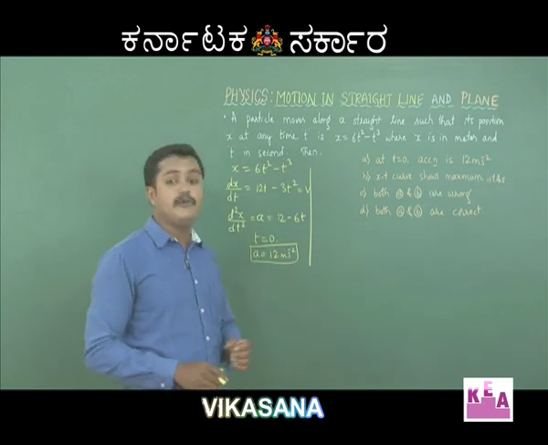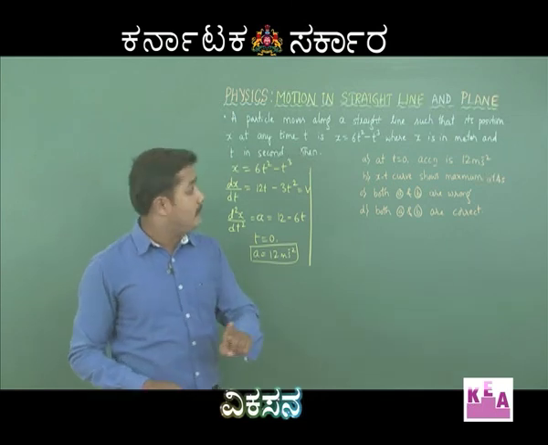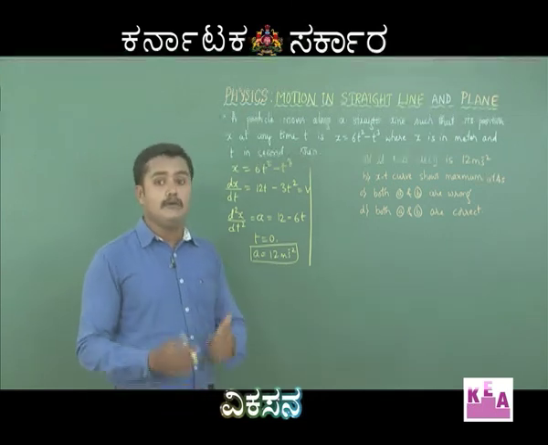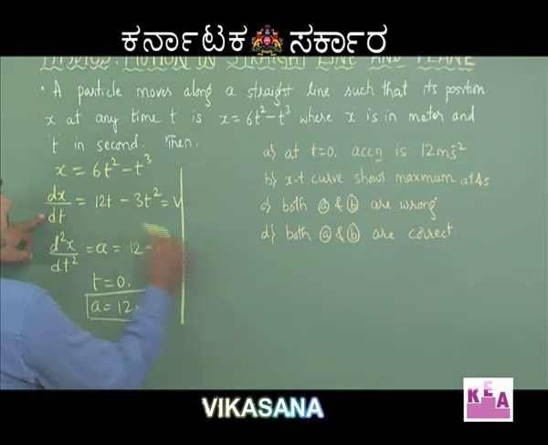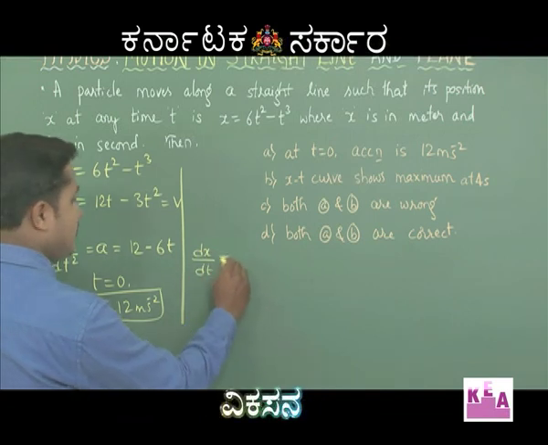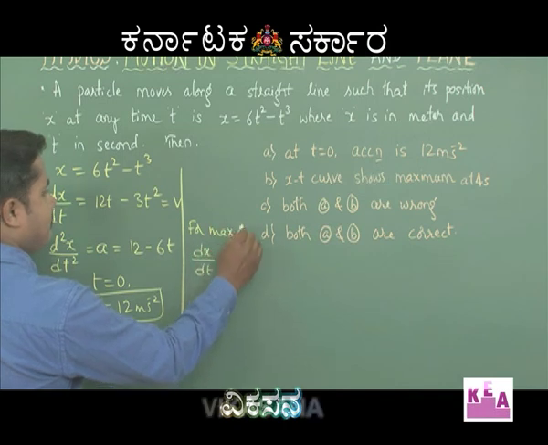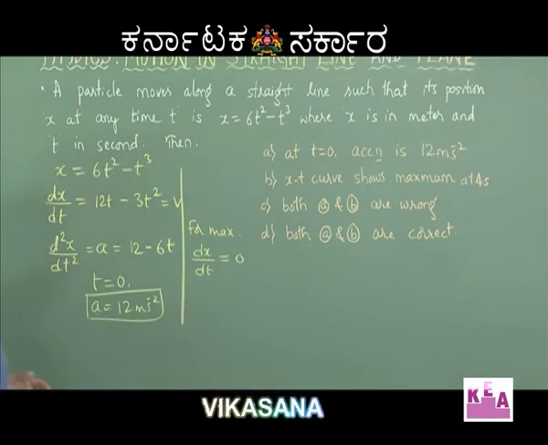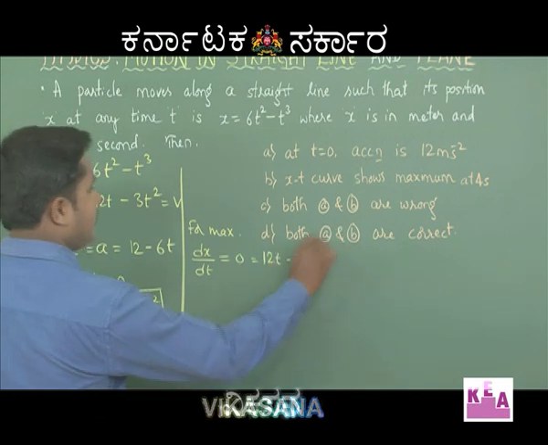So what is the slope for the x-t graph? It is dx by dt. So to find the maximum of the x-t curve, find dx by dt, which is already found out. I will write it once again. dx by dt should be equal to 0 for maximum. So equate this to 0. So this should be 12t minus 3t squared is 0.